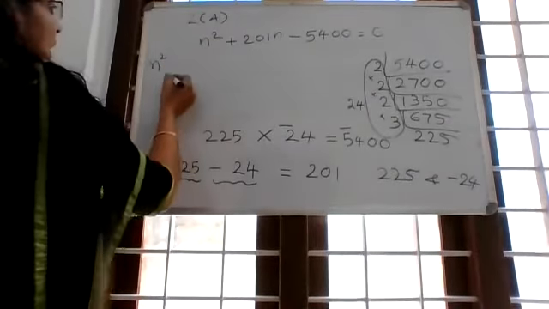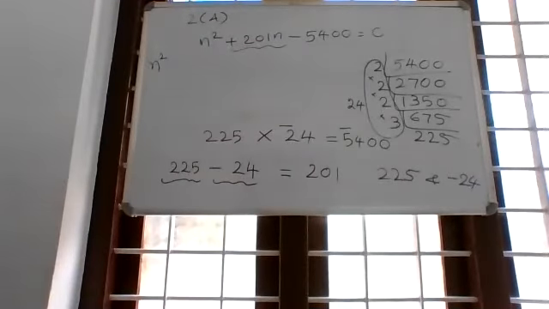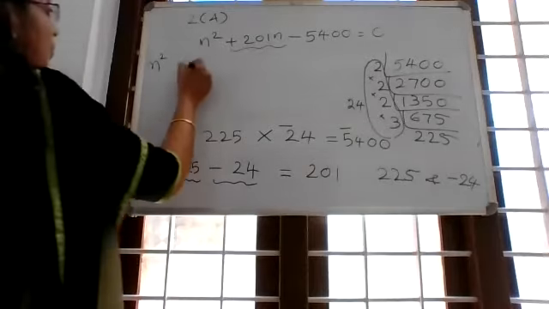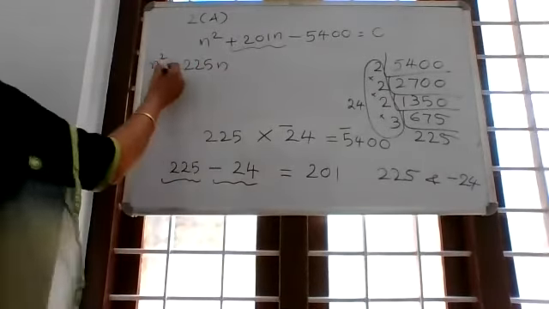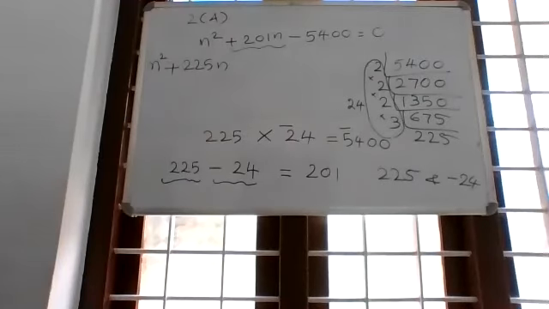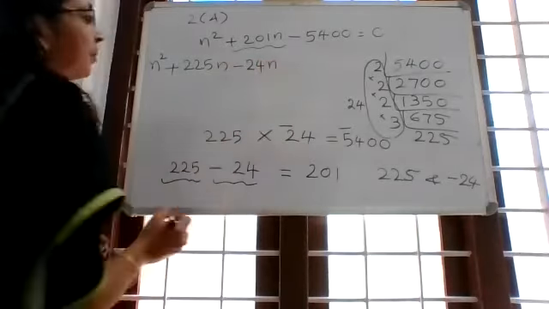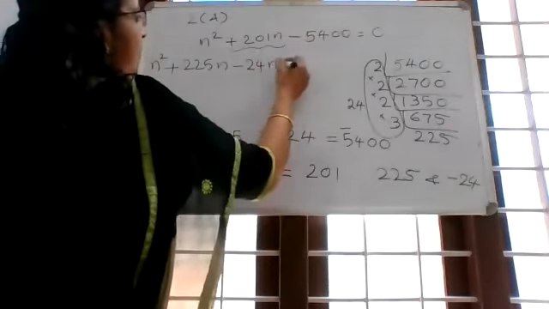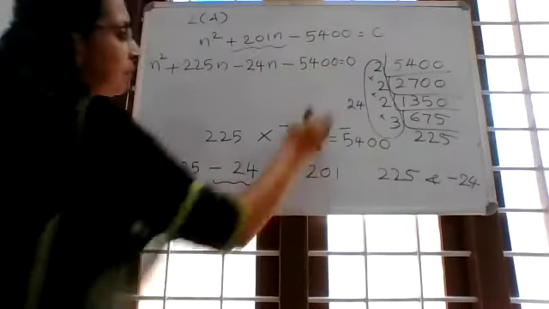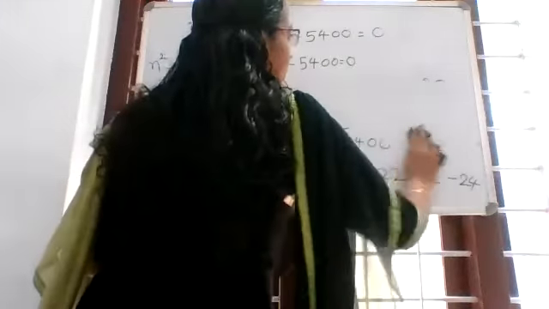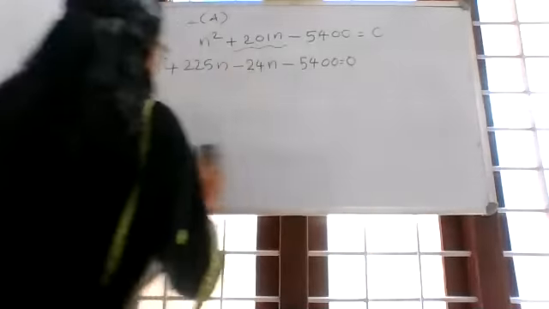So what we want to do? n squared, then plus 201n. We can split as plus 225n minus 24n, then minus 5400 is equal to 0. Keep this clear.